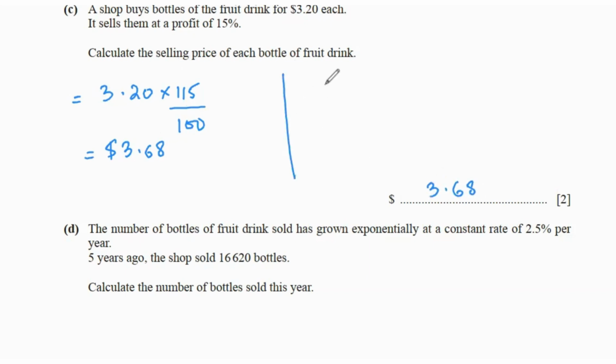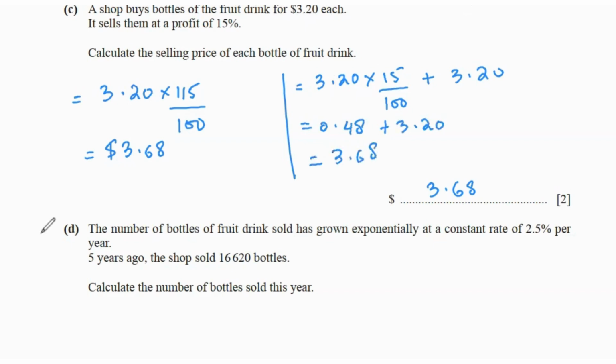An alternate method is that you can find 15% of 3.2 and then add that to 3.2. So 3.2 times 15 divided by 100 is 0.48. And 0.48 plus 3.20 is also 3.68. Both methods are correct. You can just begin with finding 115% of the buying price, or you can find 15% and then add that to the buying price to get the final selling price.